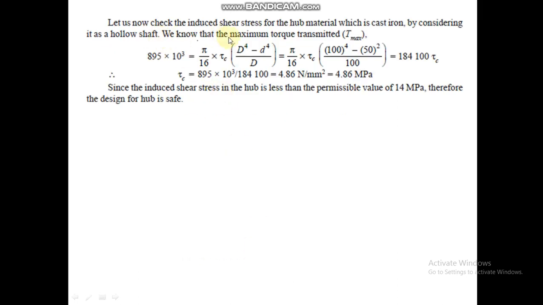Let us now check the induced shear stress for the hub material, which is cast iron. So now you have to check the design for the hub. How will you calculate? Assume the hub as a hollow shaft and put the value of torque into T = π/16 × τ × (D⁴ − d⁴)/D. In this formula, put the value of the diameters and calculate the shear stress. This shear stress is 4.8, which is less than 14, the given value of cast iron shear stress. Therefore, the design of the hub is safe.